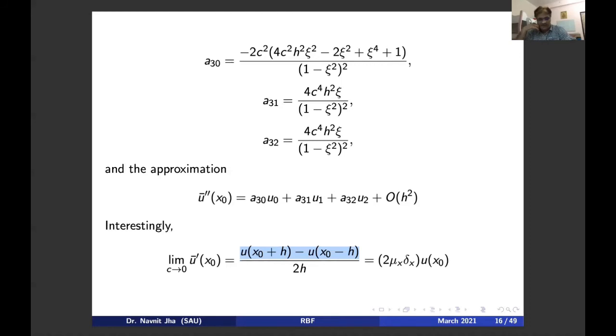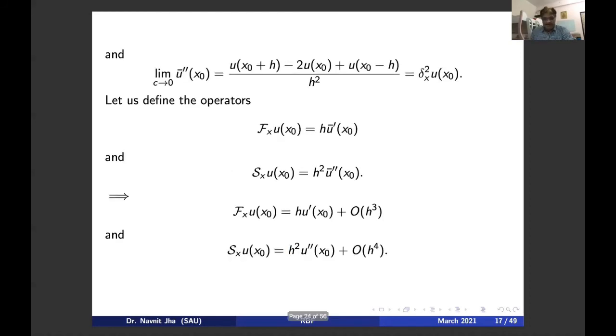Well, very interesting. Next, in the same way, I'm going to take the limit c goes to 0 in the second derivative approximation u bar double derivative, and this is coming out to be u at x naught plus h minus twice u at x naught plus u at x naught minus h by h square. And this formula is nothing but the second central difference operator of u at x naught.